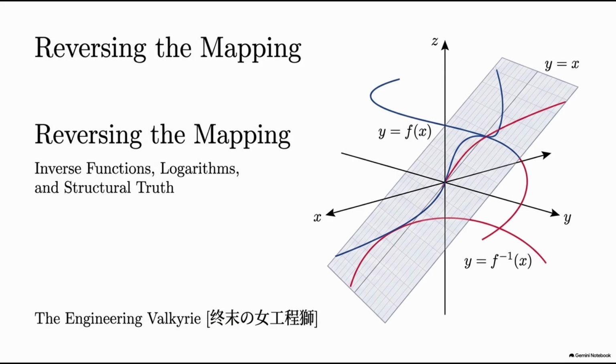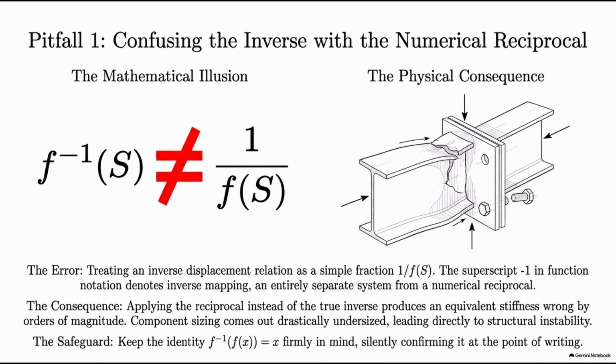To synthesize our discussion, let us summarize 4 critical pitfalls every structural engineer must avoid. First, never confuse inverse mapping notation with a numerical reciprocal. Replacing an inverse function with a reciprocal when calculating stiffness or load relationships results in errors by orders of magnitude, threatening structural safety.